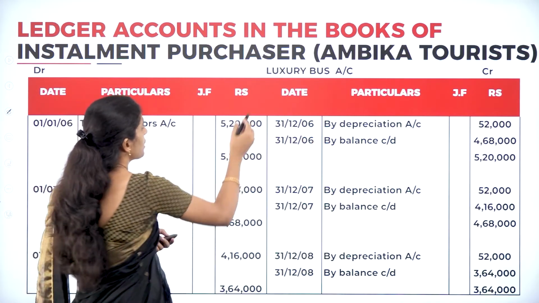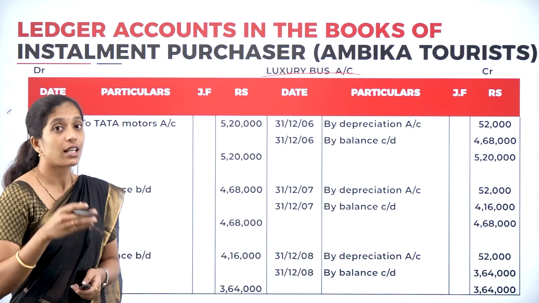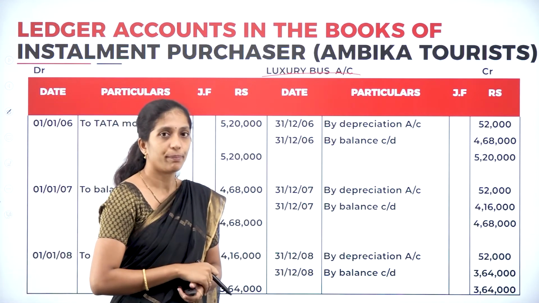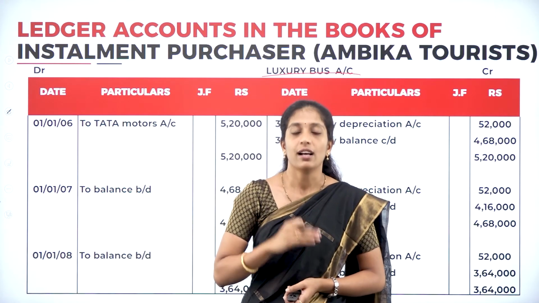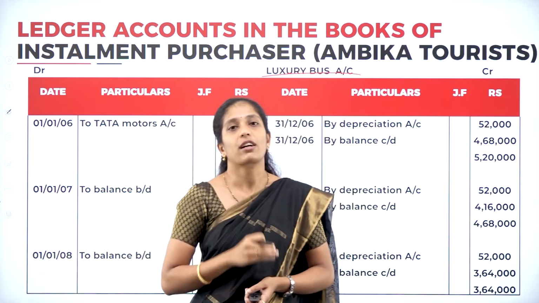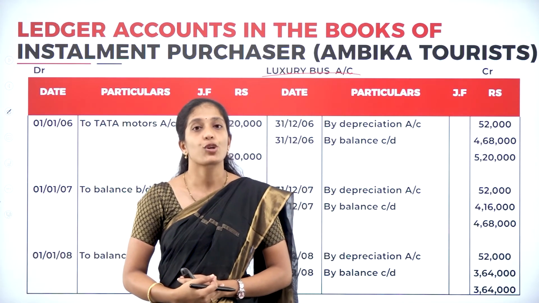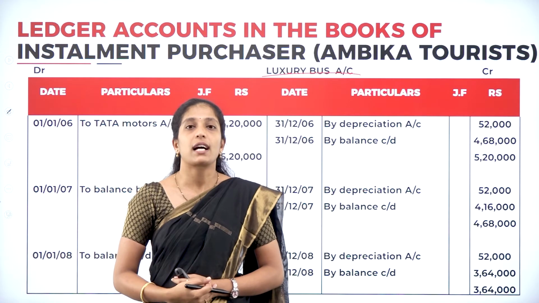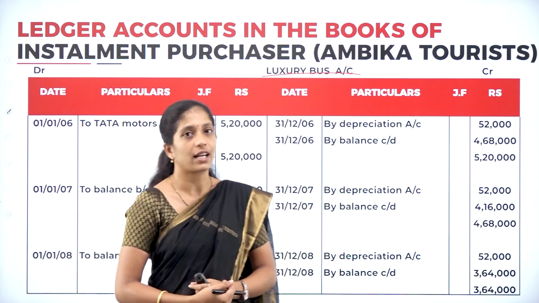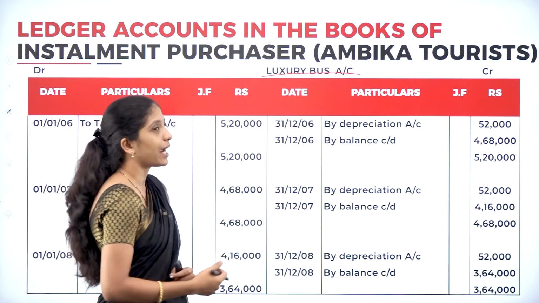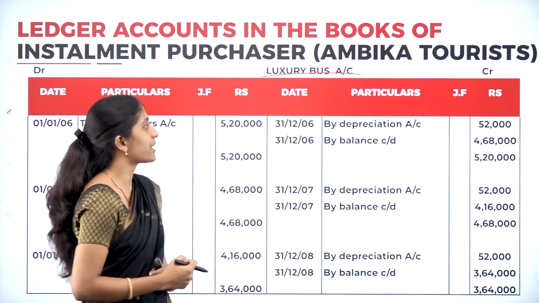Now coming to the next account, that is asset account, luxury bus account. So here the asset is what? Luxury bus. Now what are the entries that have to be recorded in asset account? In the first year, you are purchasing the asset. So what is the entry? Asset account debit, interest suspense account debit, to installment seller account. Now how are we going to write in asset account? That is to installment seller account.